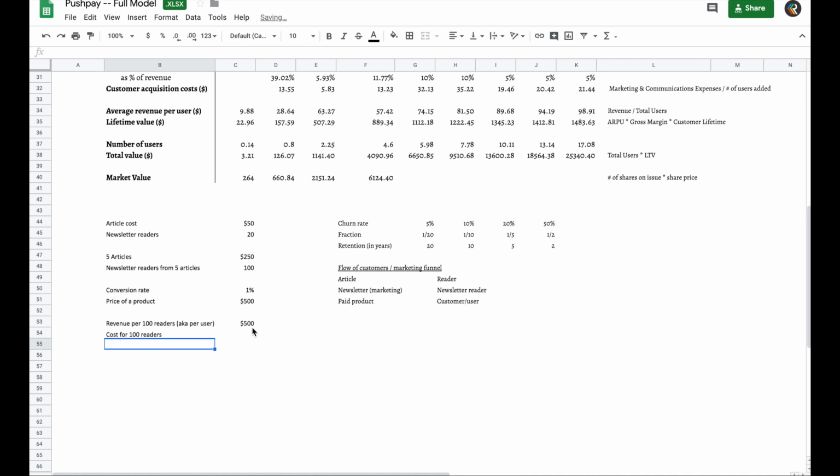What's the cost for 100 readers? Well, the cost, we know, was 5 articles. That's all it cost us. That's all we're taking into account here. $250 to get 100 readers, right? You're following along here. So 250 clams.